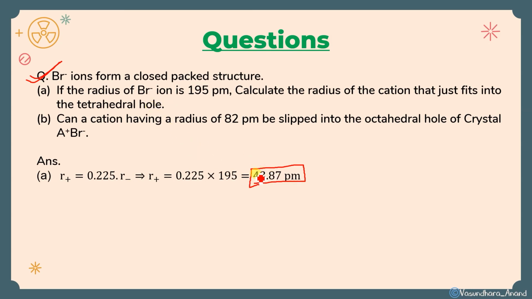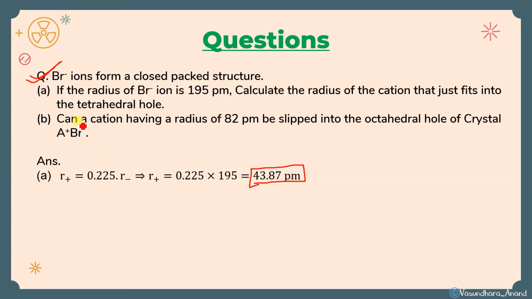Yes, it should be this much, and if it is less than this it can also fit in. If the cation size is less than this size, then also it can fit into that, isn't it? Because this is the maximum size of the cation which will fit into the tetrahedral hole.